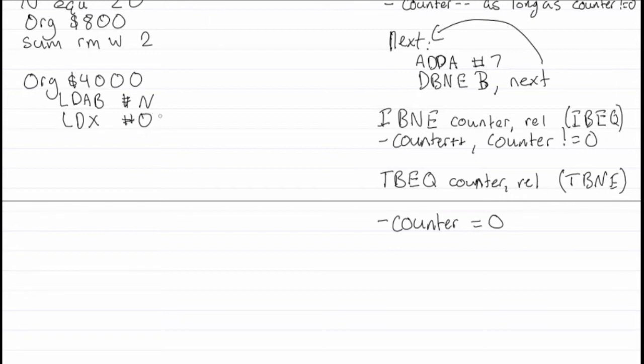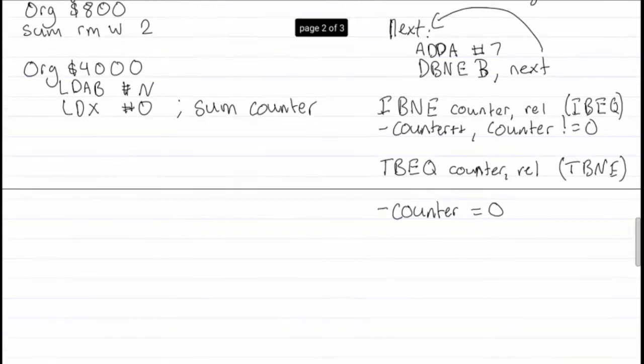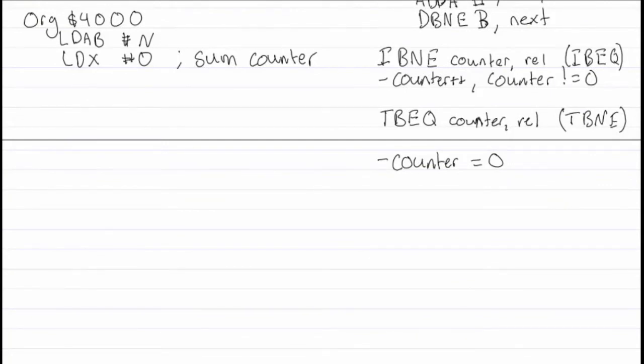Why? Because we're going to use this to count our sum. So this is our sum counter, pretty much. Okay, so now we need a label to return to in our loop. So we're just going to call it loop, our label, and now we can write out the code for the actual addition in the loop. The first instruction I'm going to use is ABX, and all this does is add the number in B to the number in X. So that's exactly what we're doing here.